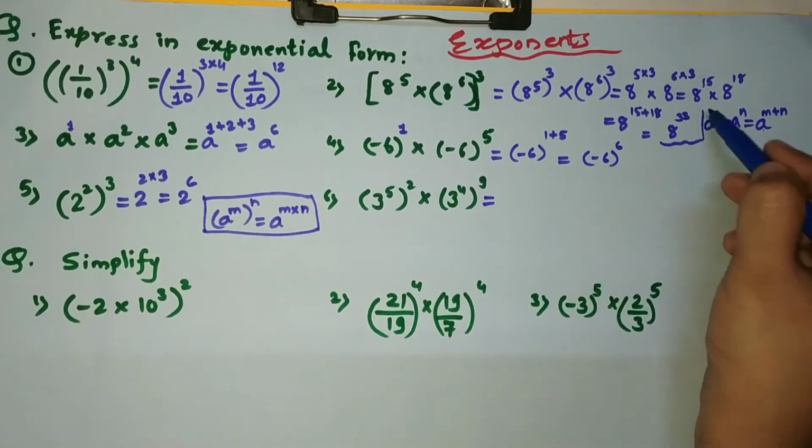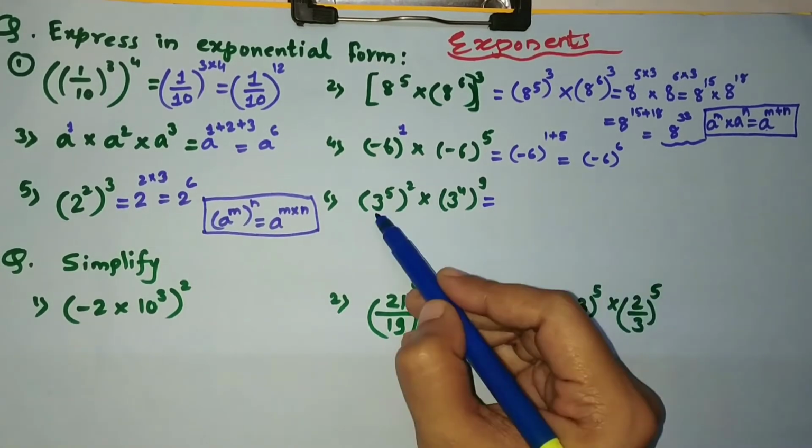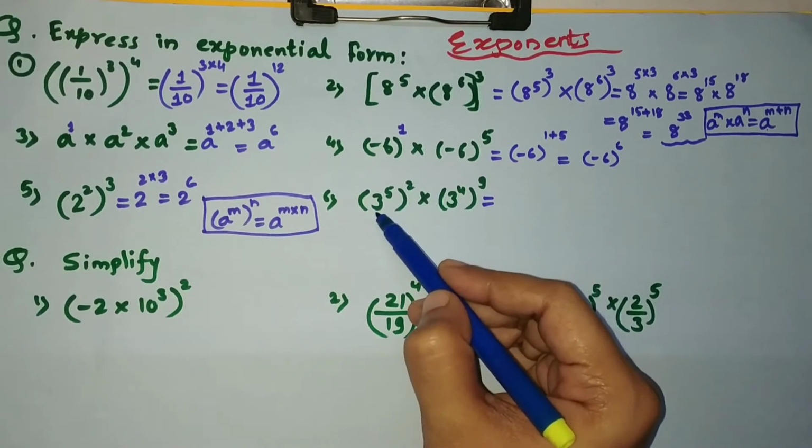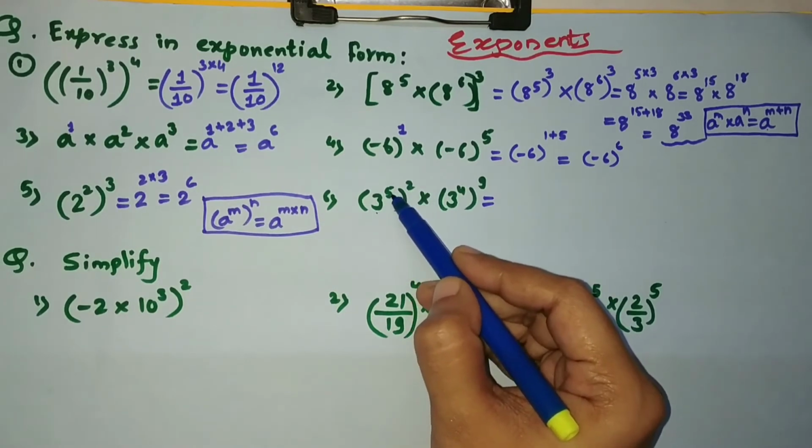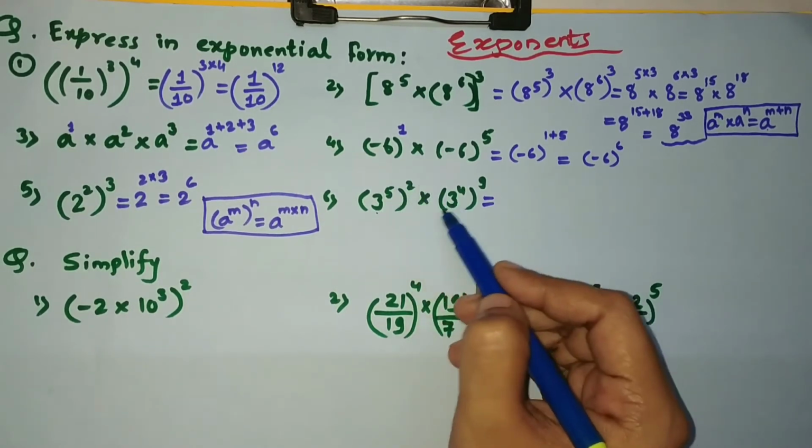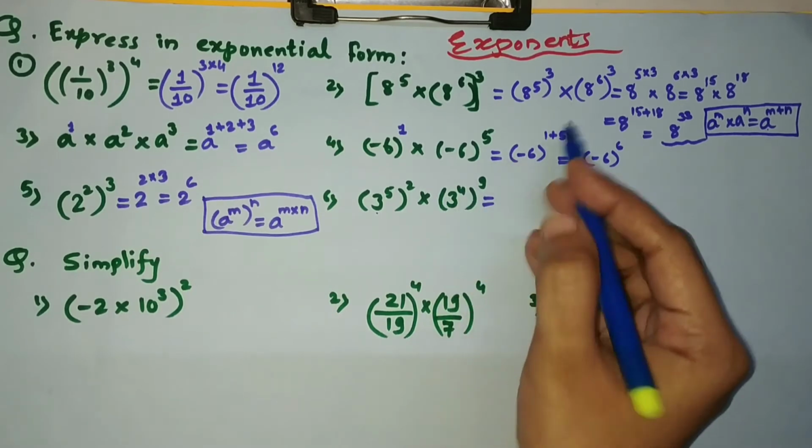And we have used here this one law. Again we are having power of power. Friends, here 3 is a base and here the power is 5. 3 to the power 5 to the power 2, multiplied by 3 to the power 4 to the power 9.